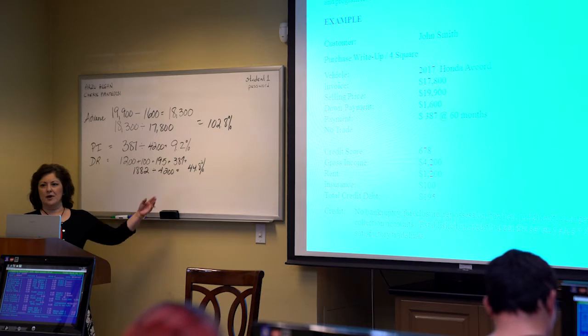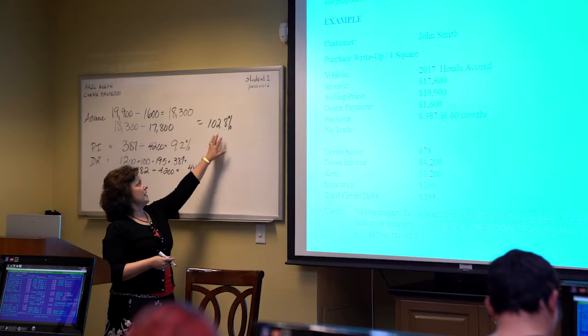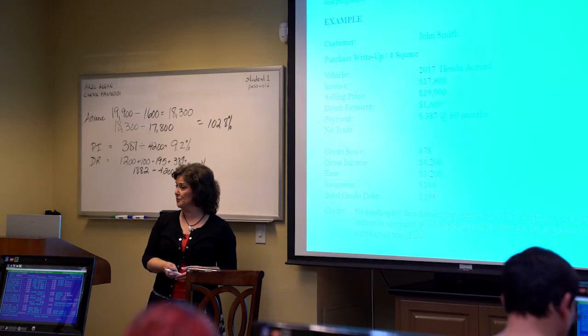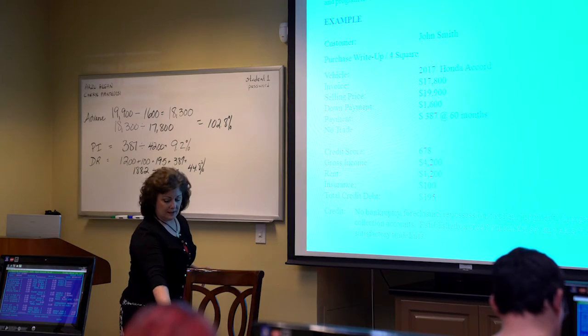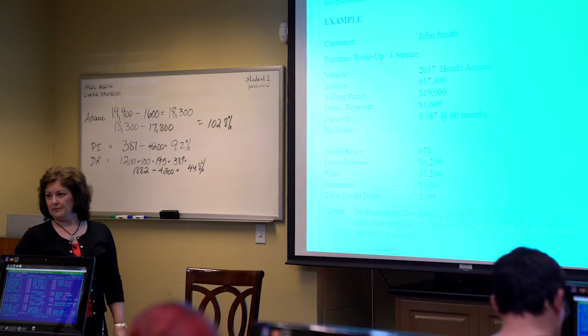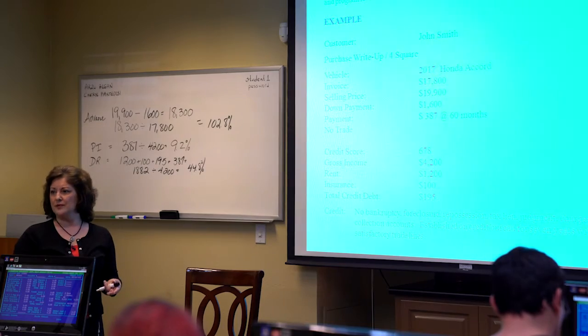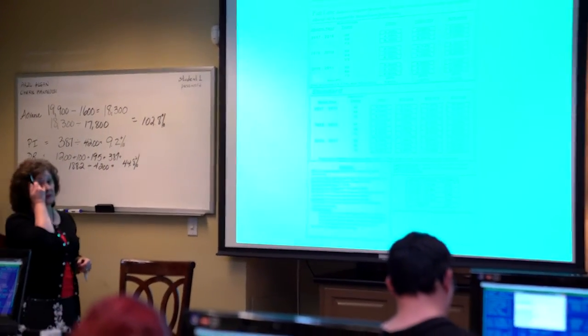So we know that we're under 50% here. Payment to income's less than 20. I also know that this deal was structured at 102.8% advance. Now let's look at our lender guidelines, because from here I need to see where this customer is going to fall with this particular lender as I continue to build the deal.